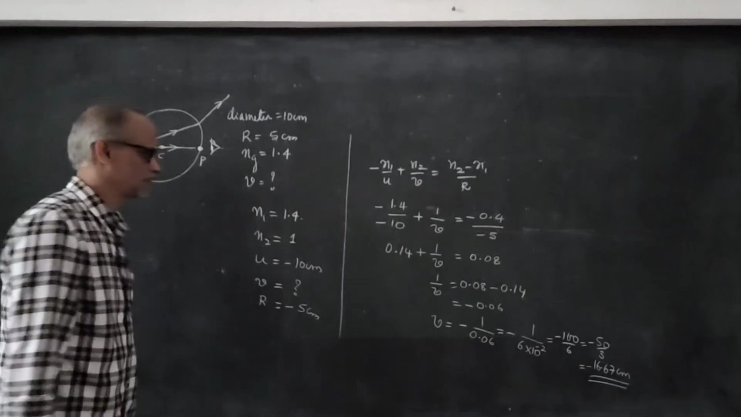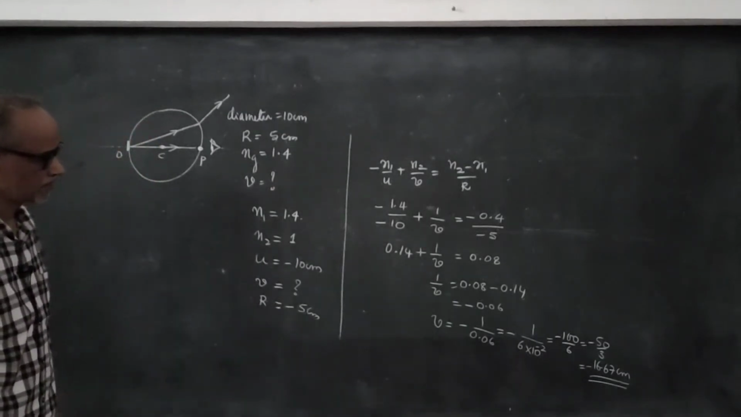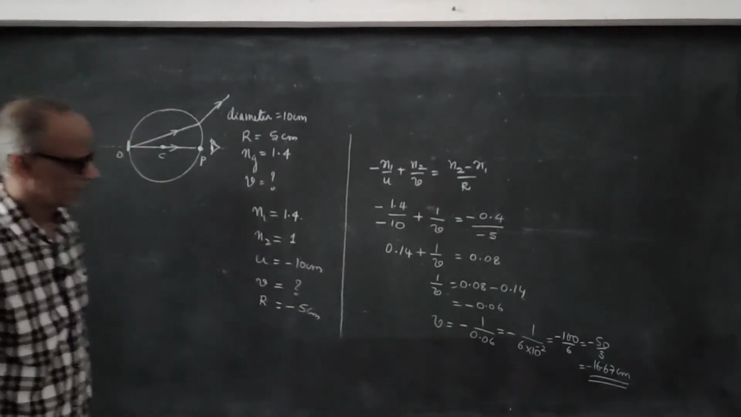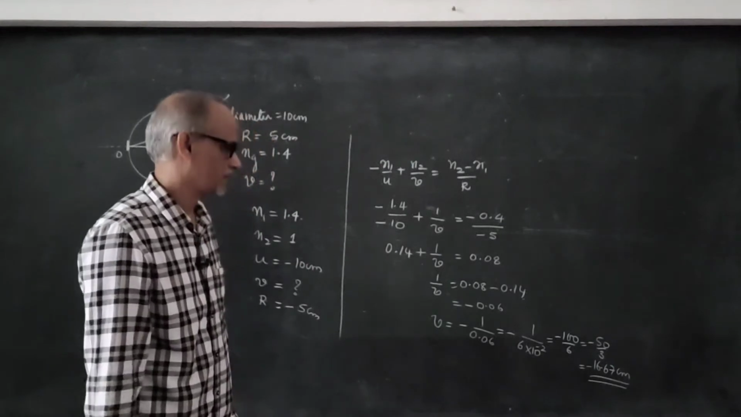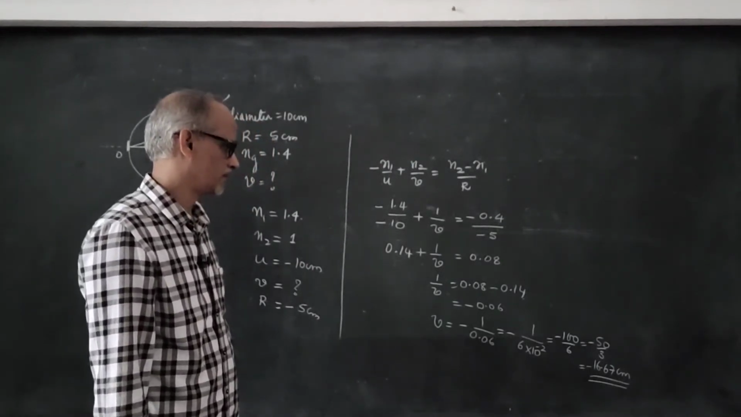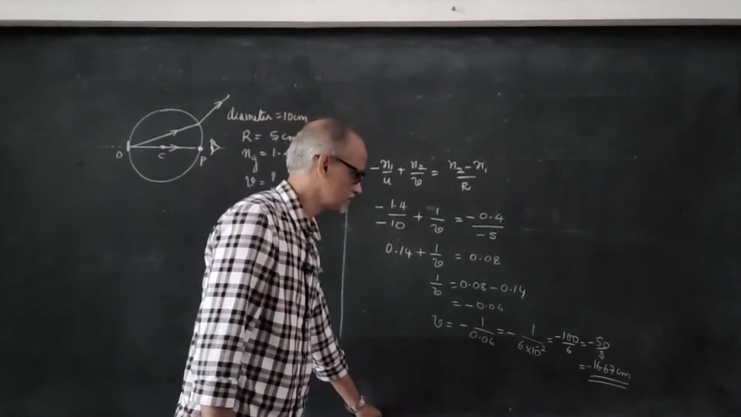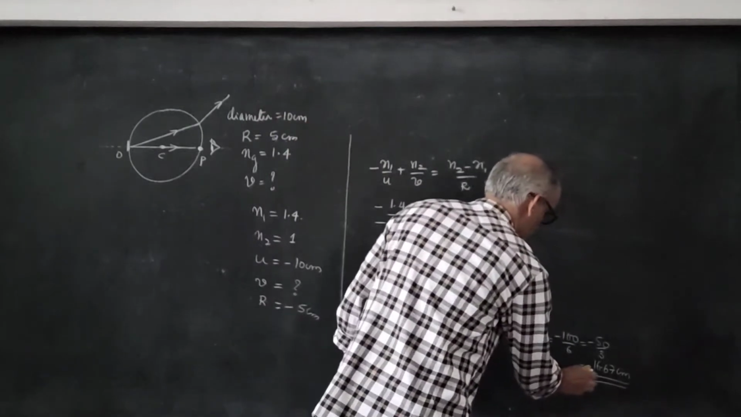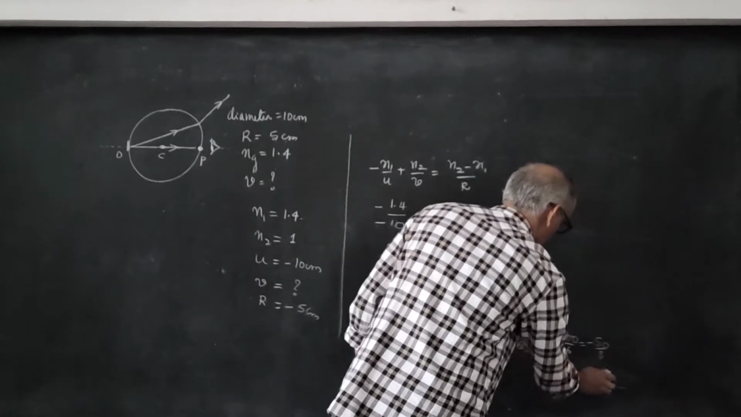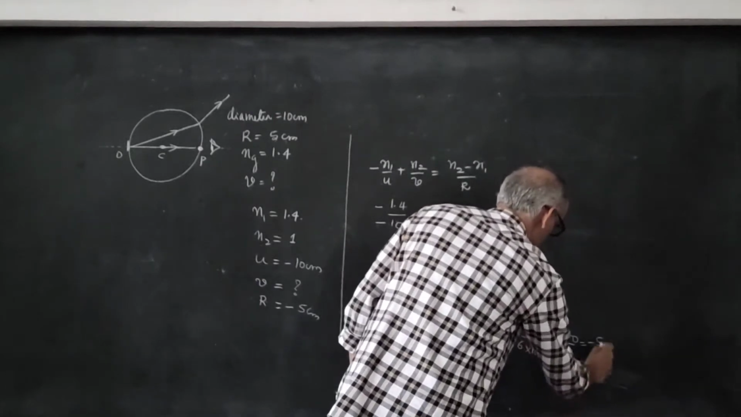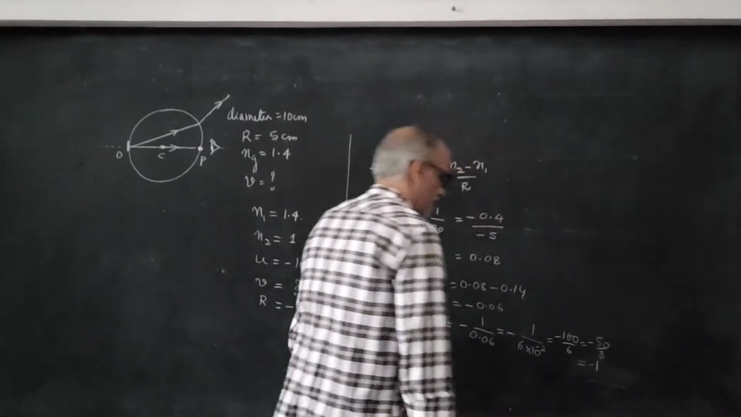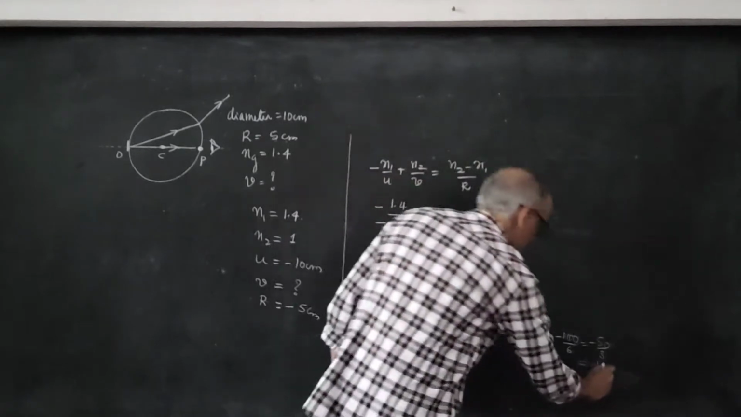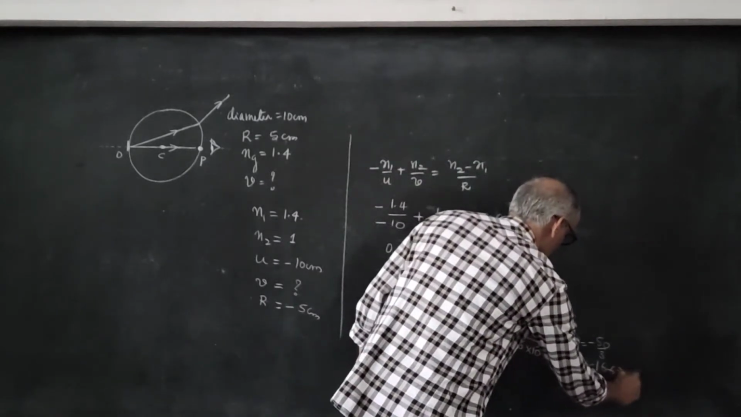Let me divide this. 3 ones are 3. Yes, so 16.67, correct. So that's what you get.